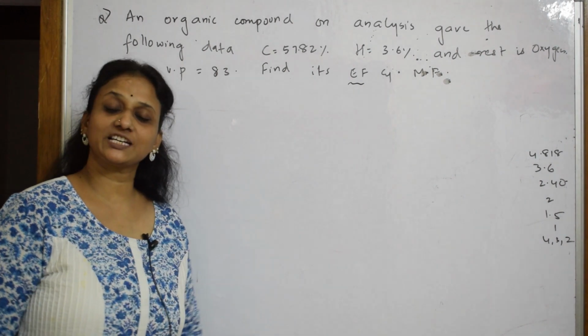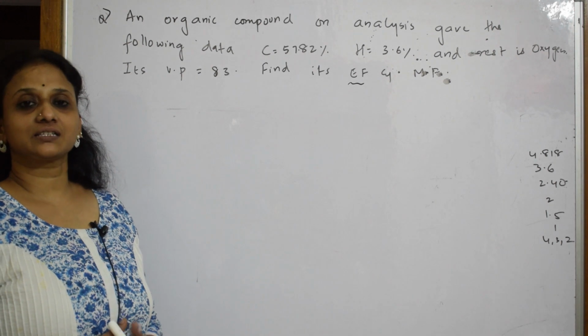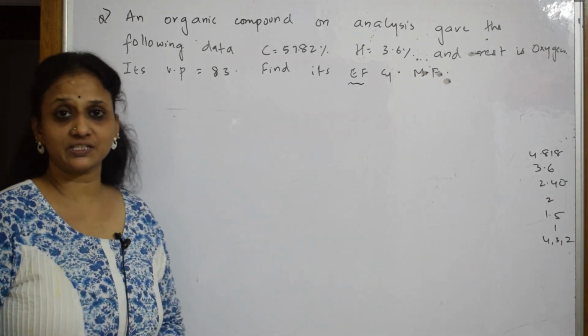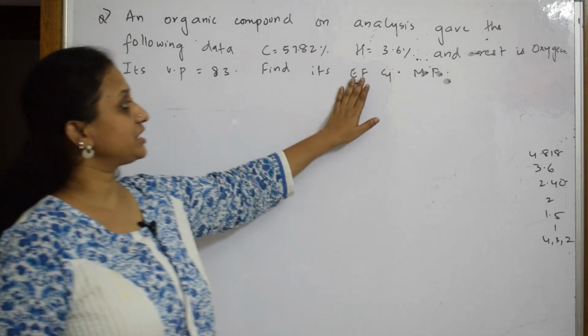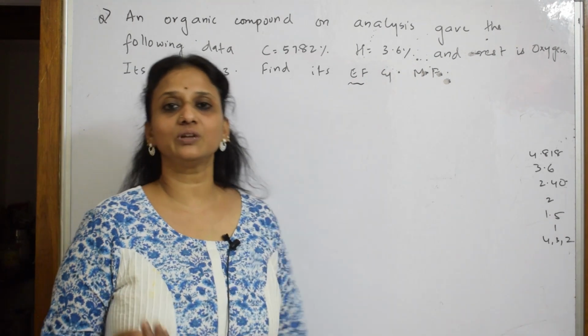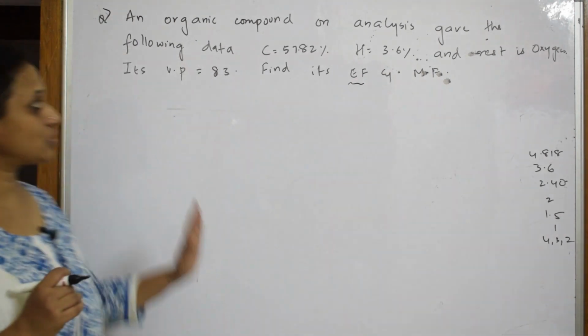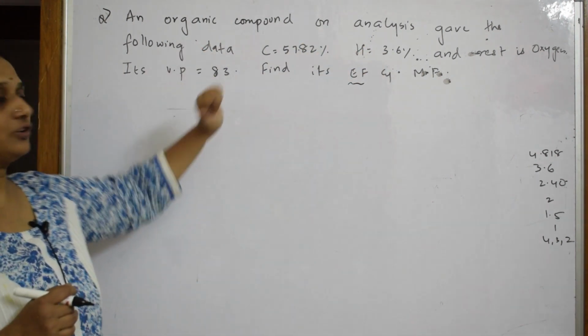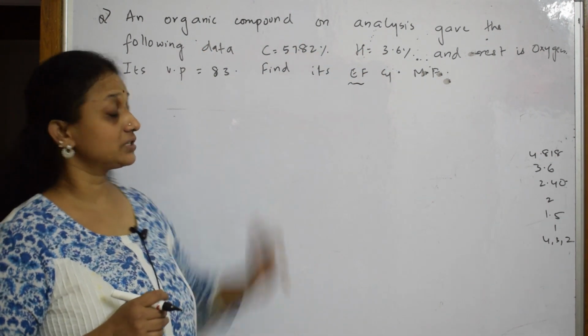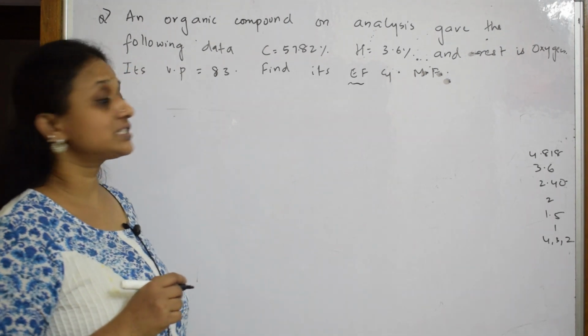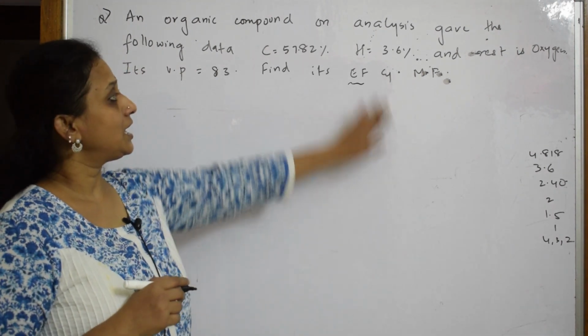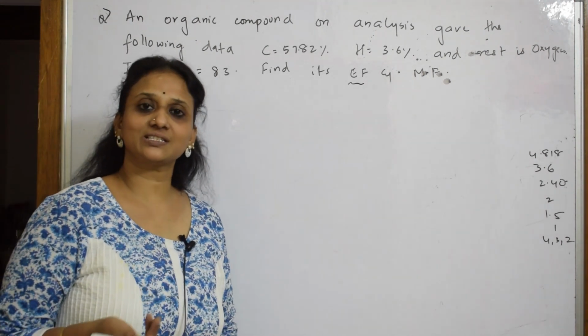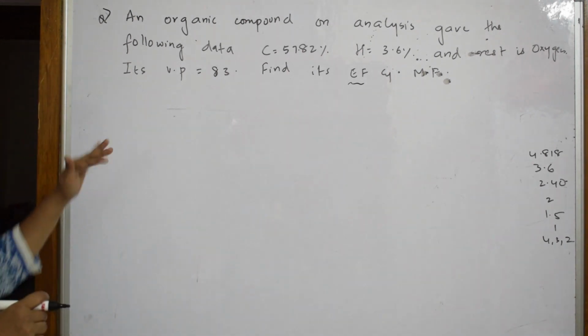Now let's come back and do the next type of numerical. Here the concept of vapor density is given. The same concept: we need to find the empirical formula and molecular formula, but the only thing is vapor density is given. An organic compound on analysis gave the following data. Carbon percentage is 57.82%, hydrogen is 3.6, and the rest is oxygen. Fine, so let us start.